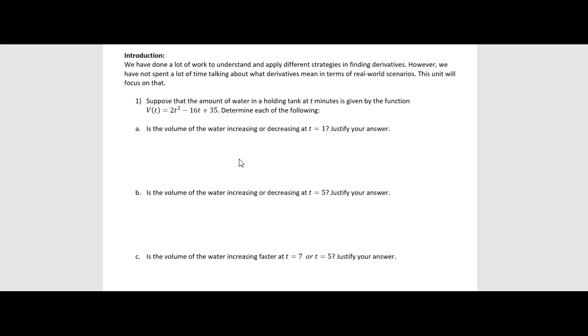So it says, suppose that the amount of water in a holding tank at t minutes is given by the function v of t equals 2t squared minus 16t plus 35, and we need to determine each of the following. Part A, is the volume of the water increasing or decreasing at t equals 1, and we need to justify our answer. So the original function that they give us is the volume function, and we need to determine whether that function is increasing or decreasing when t is equal to 1.